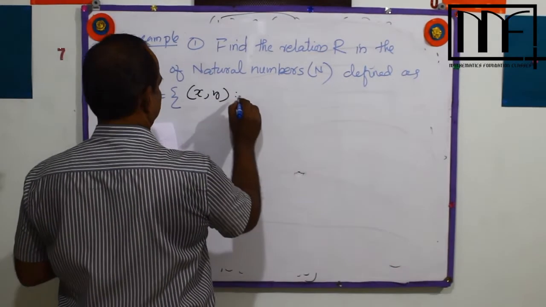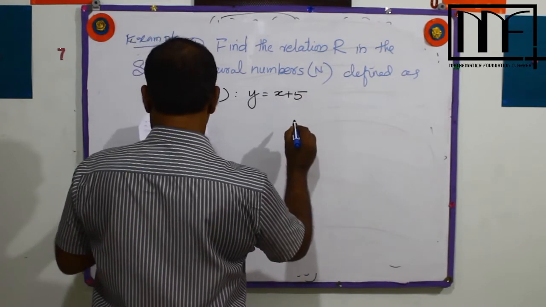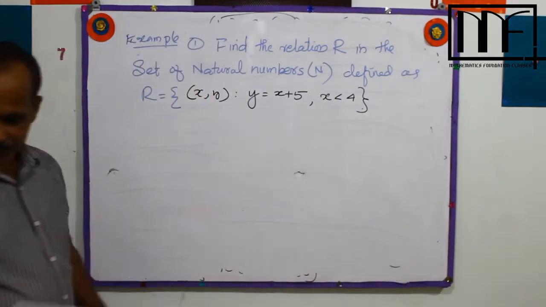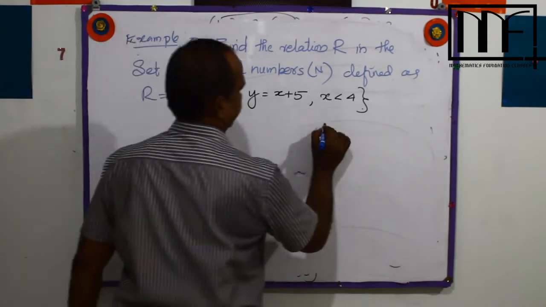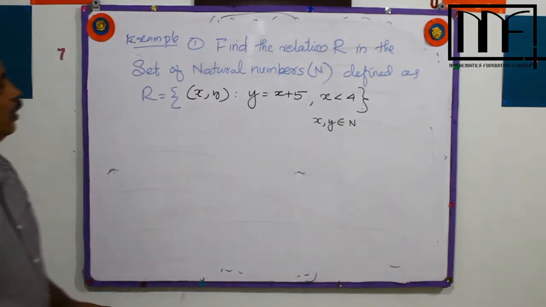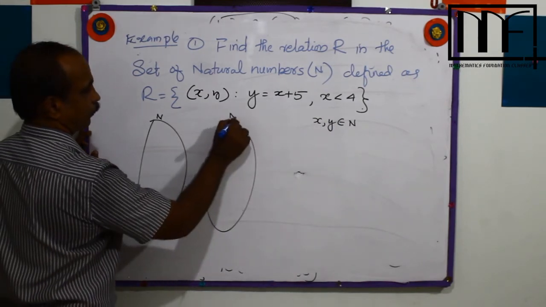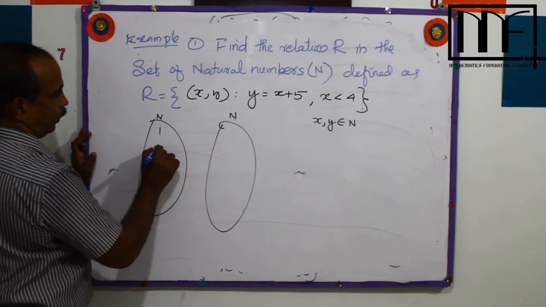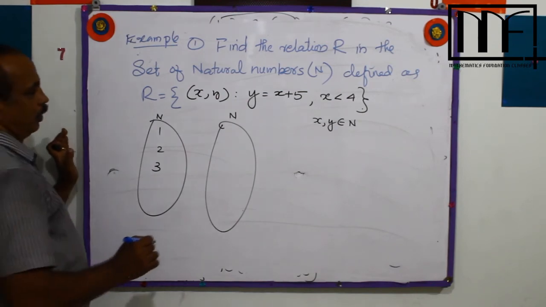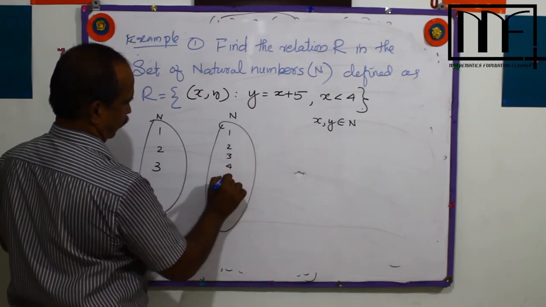Consider the relation of pairs (x, y) such that y is equal to x plus 5, where x is less than 4, and x and y both belong to natural numbers. So the relation is from natural numbers to natural numbers. X is below 4, so we take only 1, 2, 3 in the domain set, and the range is again natural numbers, 1, 2, 3, 4, and so on.